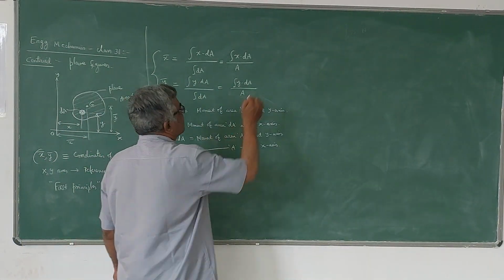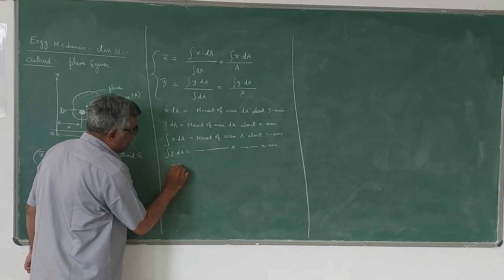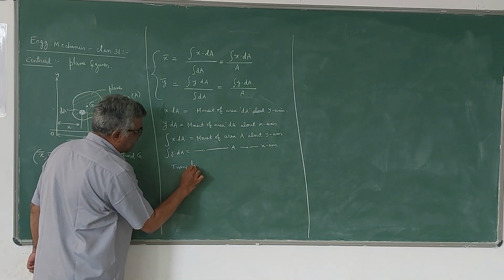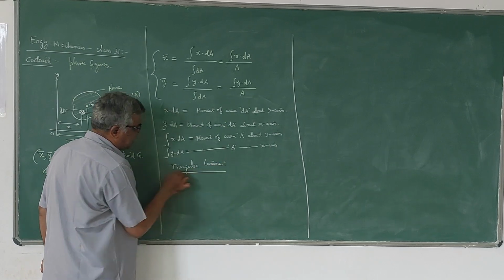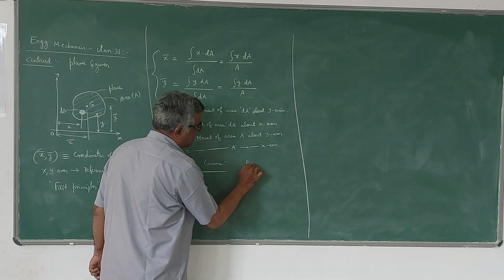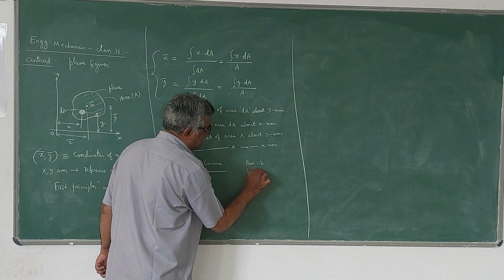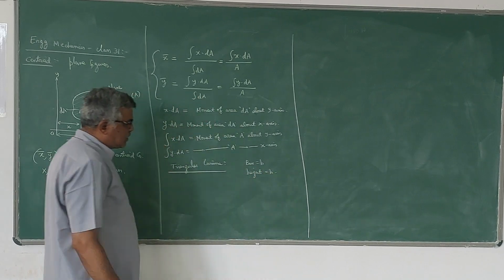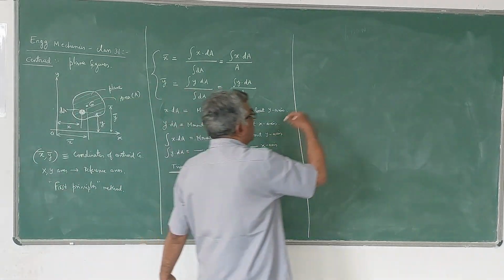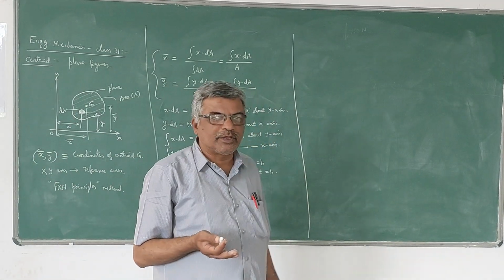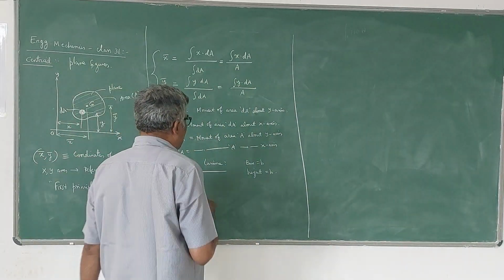Now let us adopt this for a triangular lamina. A planar figure is also called a lamina. So, locate the centroid of a triangular lamina with base B and height, or altitude, of the triangle h. Let us see how we can derive the expression for the location of the centroid in the case of a triangular lamina.